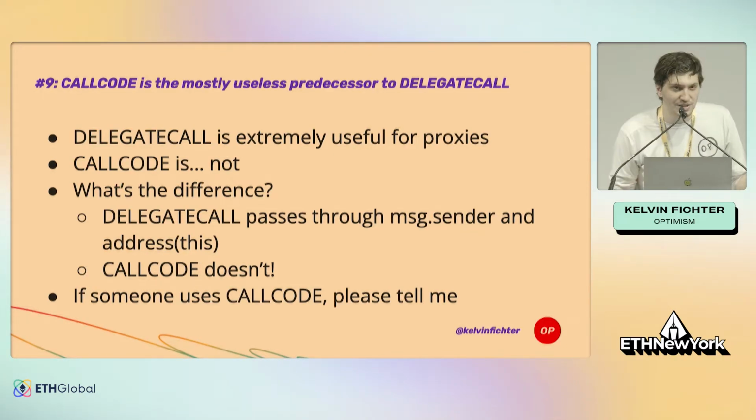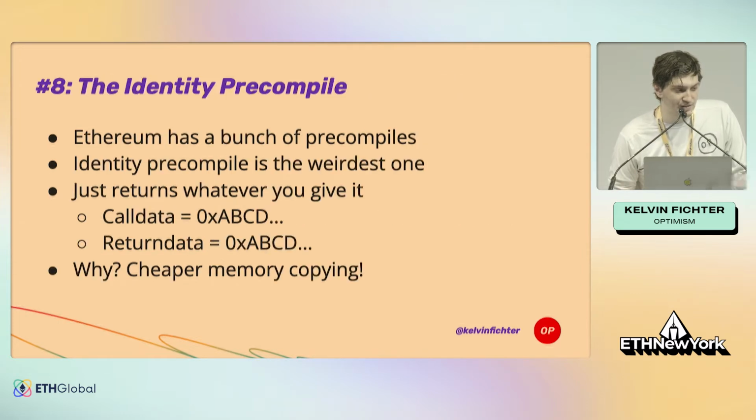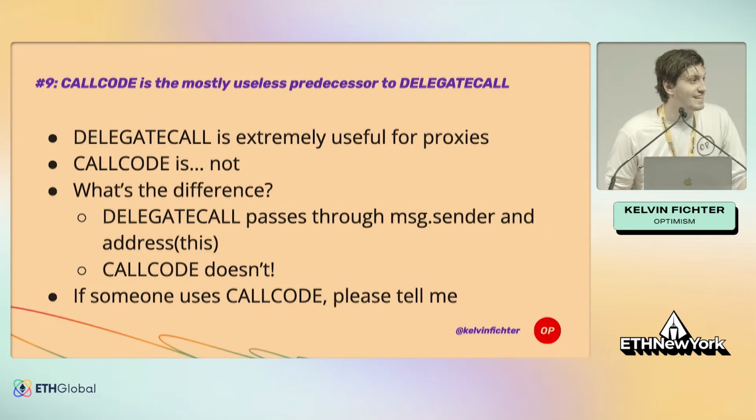Callcode was really useless because it would call the code of another contract, but it would also change the message sender to be the address of the contract doing the calling. And so it never actually worked as a proxy. I don't know if anyone actually uses callcode, but if you do, tell me, because I don't understand why you would use it. So that's just out there. Yes?